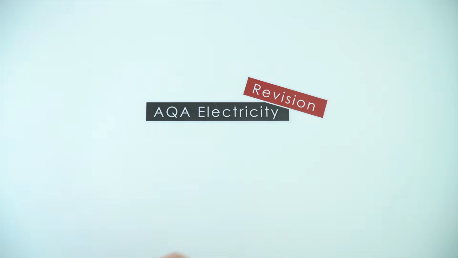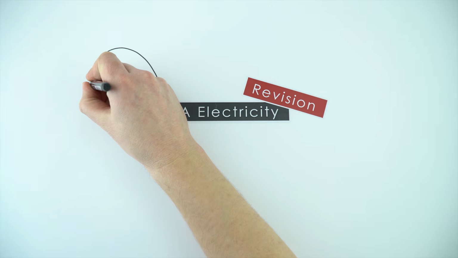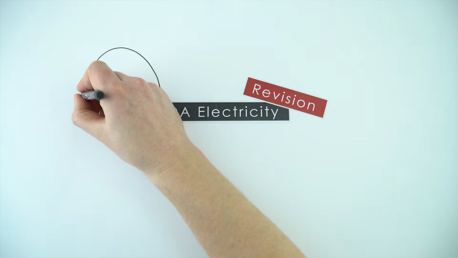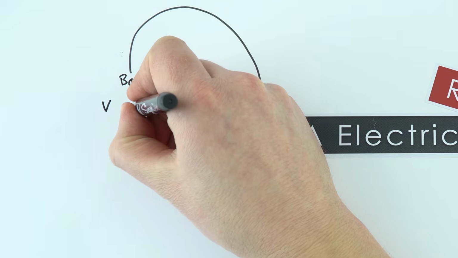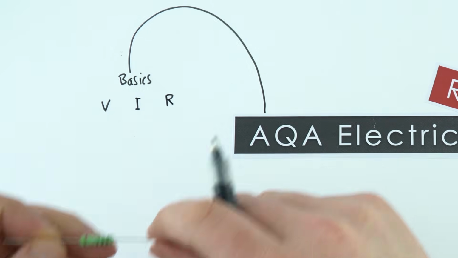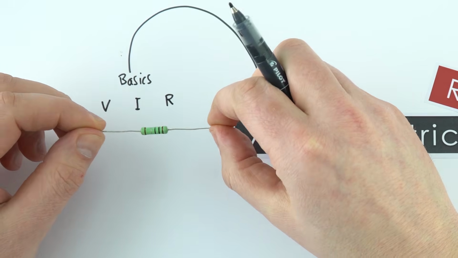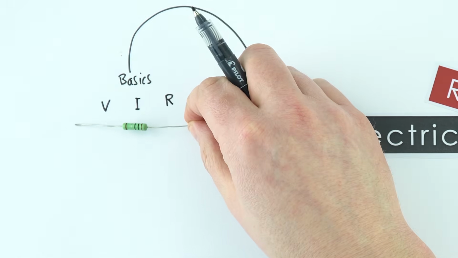Now let's start with some of the basics. Some of this will be revision of what you did at GCSE, and there are three quantities which we're really interested in. We've got V, I, and R. So let's maybe just consider a normal component from an electrical circuit. We're just talking about DC circuits at the moment. Maybe we have a resistor.